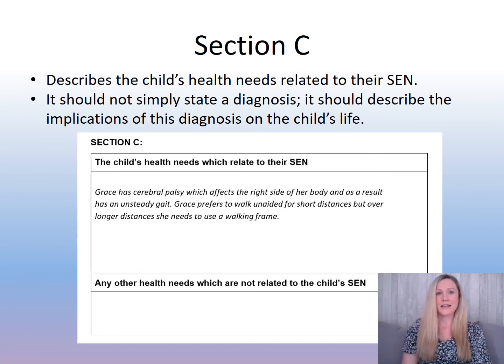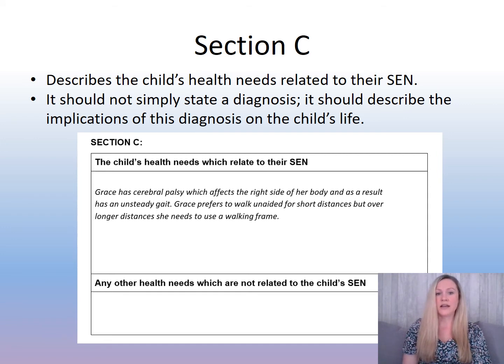Section C is describing the child's health needs that are related to their special educational needs. So the same applies in this section, that it should not simply list a child's diagnosis, it should also describe the implications. So a good example here is Grace has cerebral palsy, which affects the right side of her body and as a result has an unsteady gait. Grace prefers to walk unaided for short distances, but over longer distances she needs to use her walking frame.